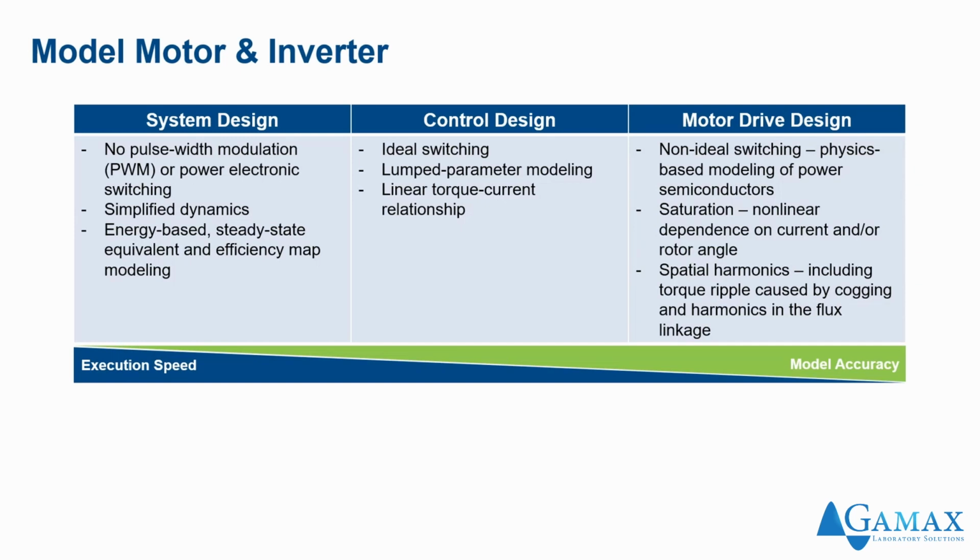For rapid motor simulation, we can integrate tabulated loss information into a system design level motor model and check the behavior of our design as a part of a larger system, while still accurately predicting the overall system efficiency. No pulse width modulation or power electronic switching is included. We work with simplified dynamics to get a steady state equivalent for efficiency mapping.